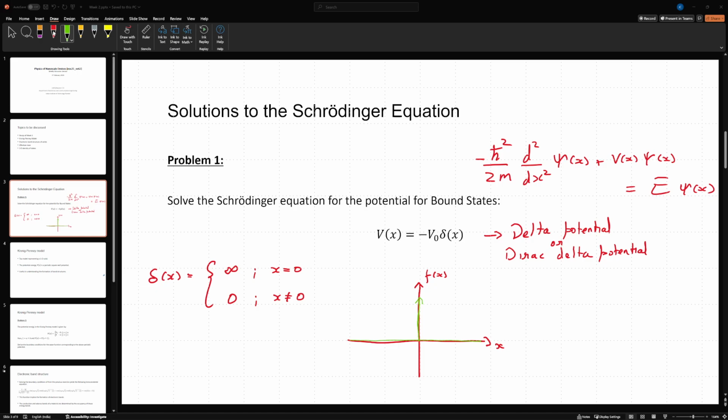And another important property of the Dirac delta function is the following. If I were to perform the integral from a to b of delta x dx, then this integral also has a piecewise definition.